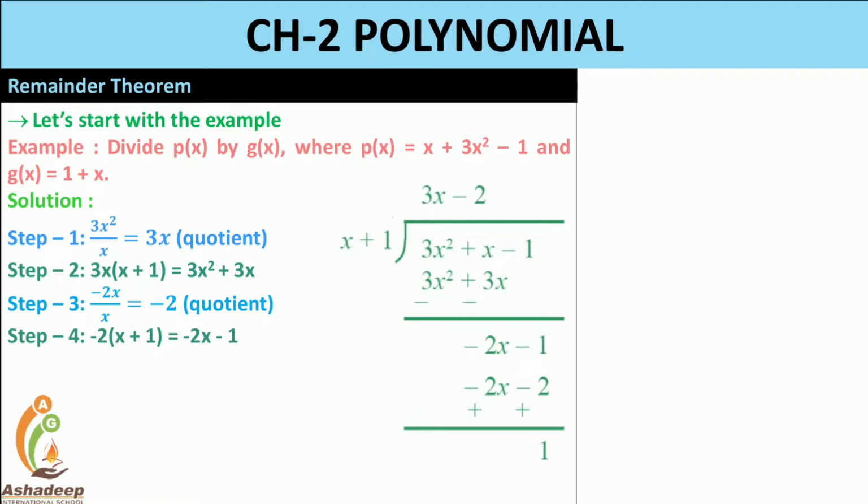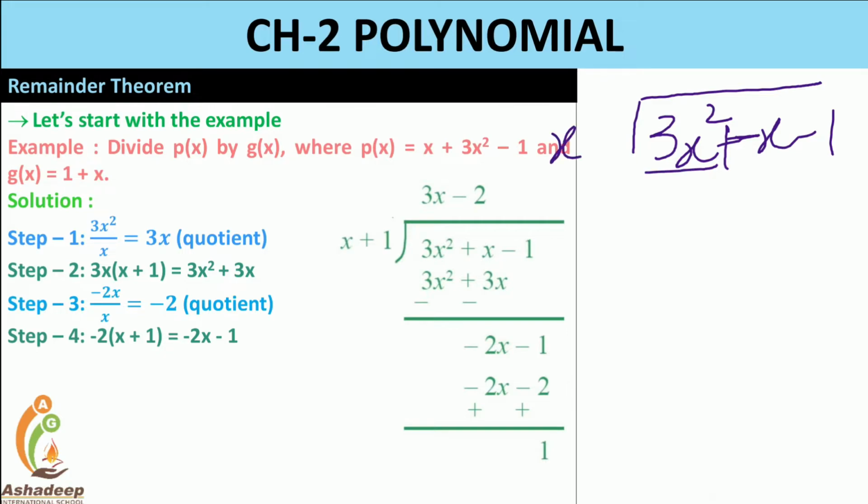Once again I am repeating this because this is very much important. So the very first step, you need to write down this, the 3x square plus x minus 1. Now the first step, here x plus 1. The first step is 3x square upon x. X and x cut. So what remains is 3x. So 3x goes into the quotient.